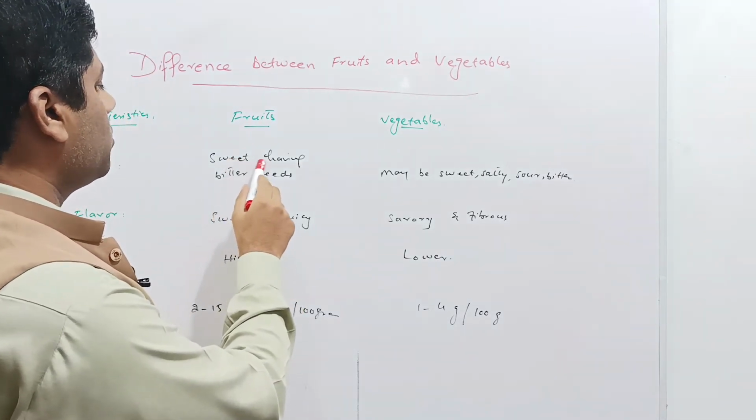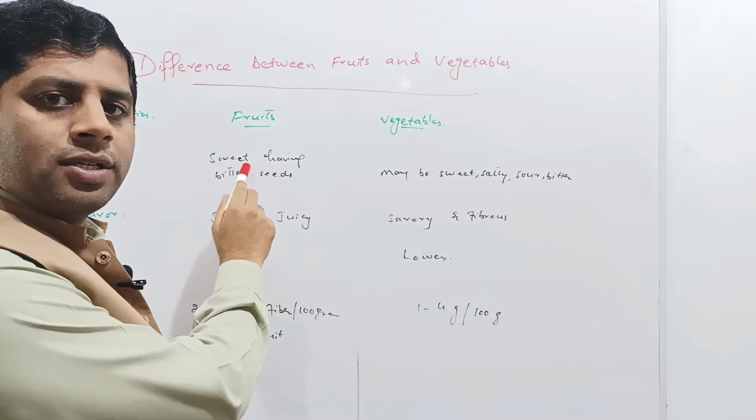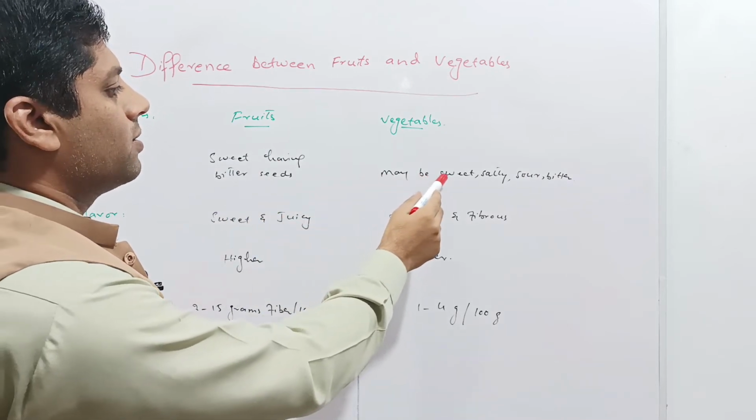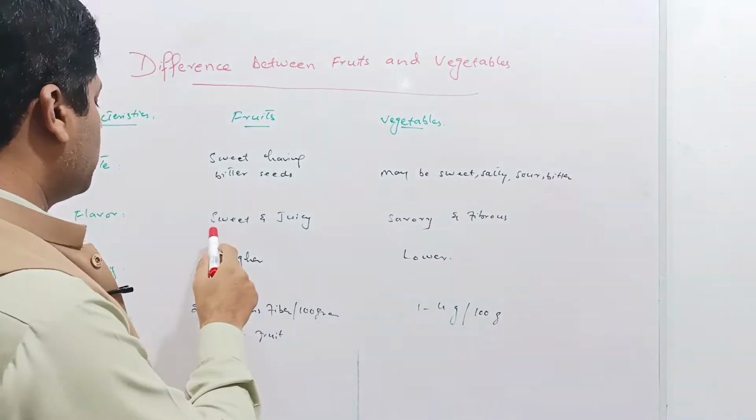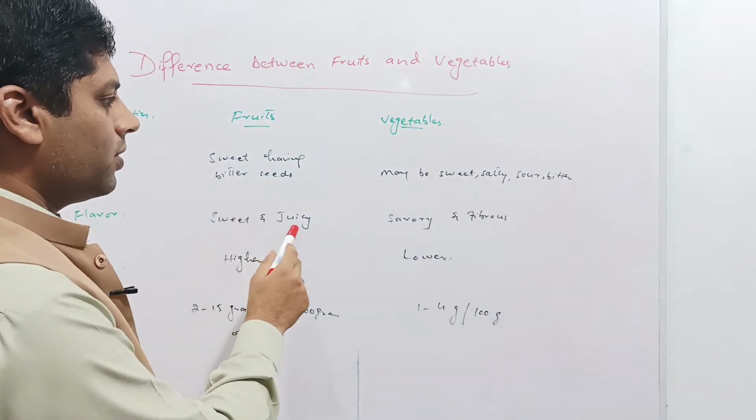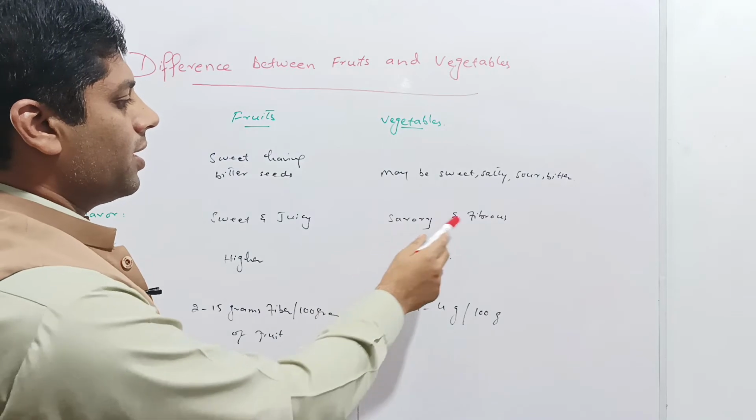The next difference between fruit and vegetable is taste. Fruits are usually sweeter in taste, having bitter seeds, while vegetables bear all the tastes: sweet, salty, sour, or bitter. Next is the flavor. Fruits have a sweet and juicy flavor, while vegetables are savory and fibrous.